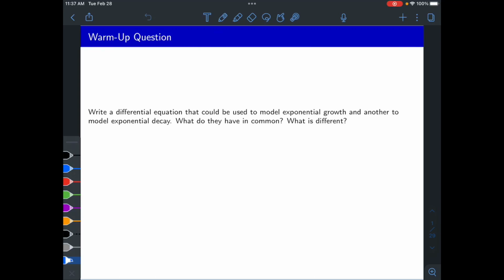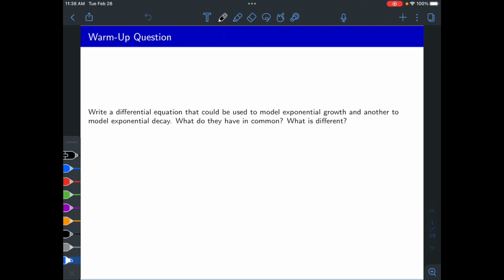We'll start this video with a warm-up question. Write a differential equation that could be used to model exponential growth and another to model exponential decay. What do these two equations have in common, and what is different about them? So take a minute, pause the video, and then unpause when you're ready to go over.